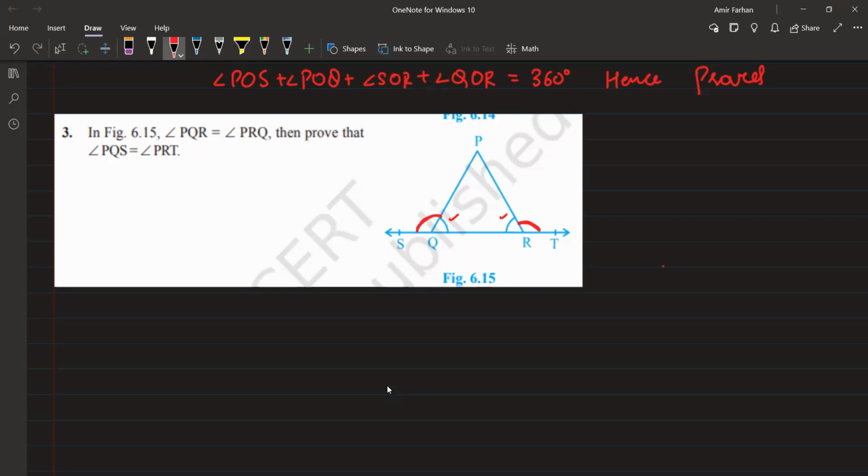PQS plus PQR is equal to 180. PRT plus PRQ is equal to 180. Okay. So, what is after that? Sir, I'm doing after that. Oh, it's an easy one.